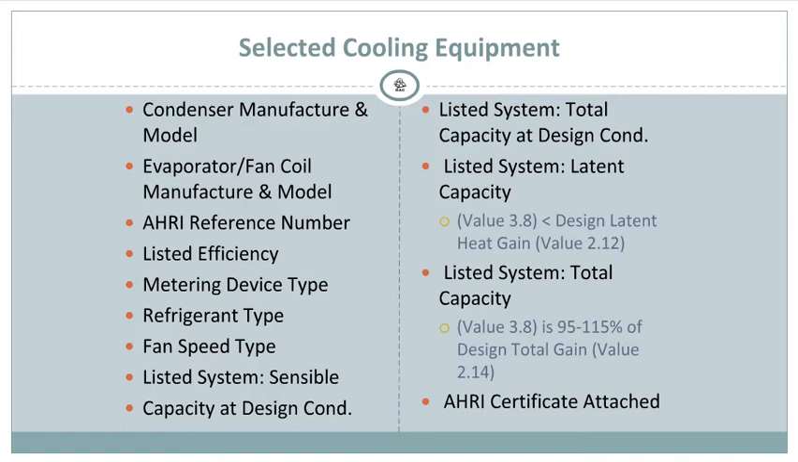Again, the systems and the different kinds of systems, the listed system, you need to have one that's at least the value of the design. It can't be less than the 3.8. Heat gain has to be a value of 2.2 or greater. Again, at the very end, there has to be an AHRI certification attached. So anything that all this went through in the inspections, the installation, the equipment, the design, everything that's on there has to be certified, and you have to have this certification attached.